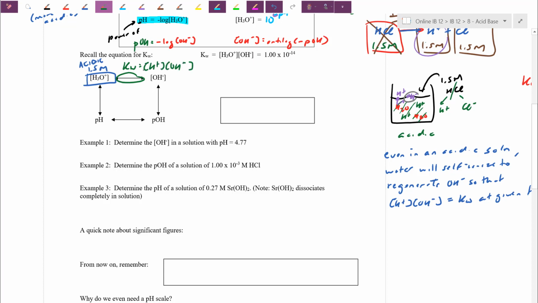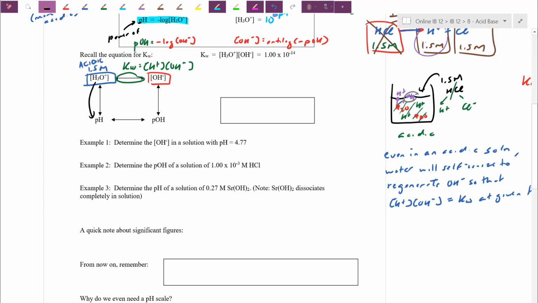Kw was the H plus times OH minus. You can memorize 1.0 times 10 to the negative 14 if we're at 25 degrees. So anytime you give an H plus, water will make sure of it to always self-ionize to replenish a little bit of hydroxide. There's not a ton of it. We've just introduced 2 other terms here.